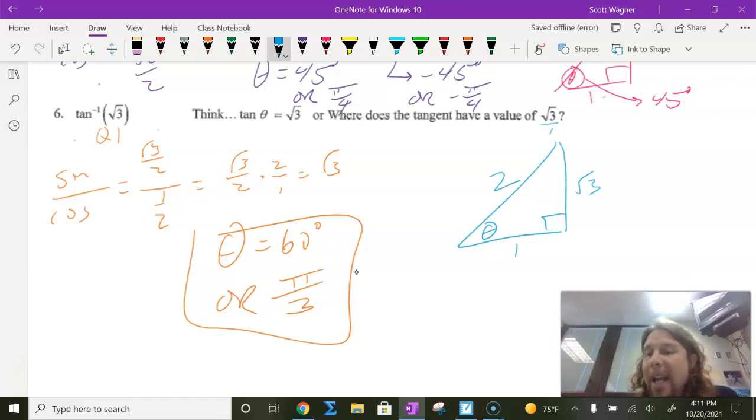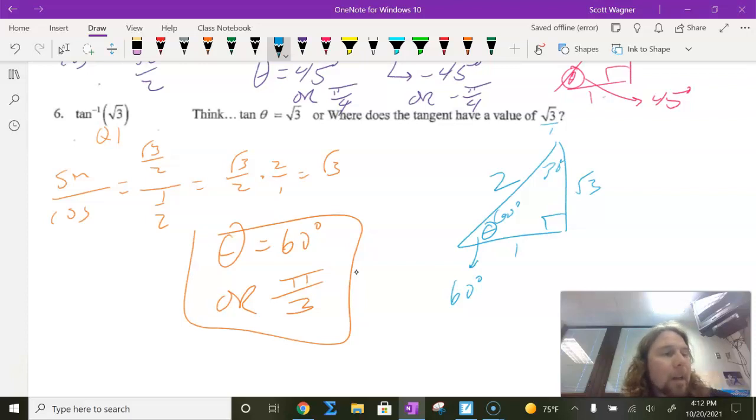And I'm trying to figure out, it's got to be a 30, 60, 90, but is it 30 or is it 60? Across from 1 is the shorter side, that's got to be 30, and across from root 3, the longer leg, that's got to be 60 degrees. So that's how I end up with my theta being 60 degrees right there. And that's kind of where I'm at.